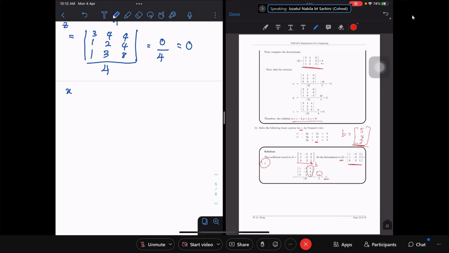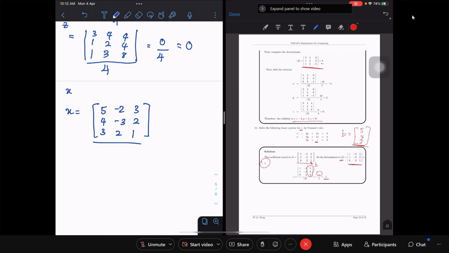So what if you want to find X? If you want to find X, your first column has to be changed with matrix B: 4, 3, -2, -3. Divide by the determinant of A, which in this case is equal to 1. And then you just calculate the determinants and divide by 1. So here you need to calculate.